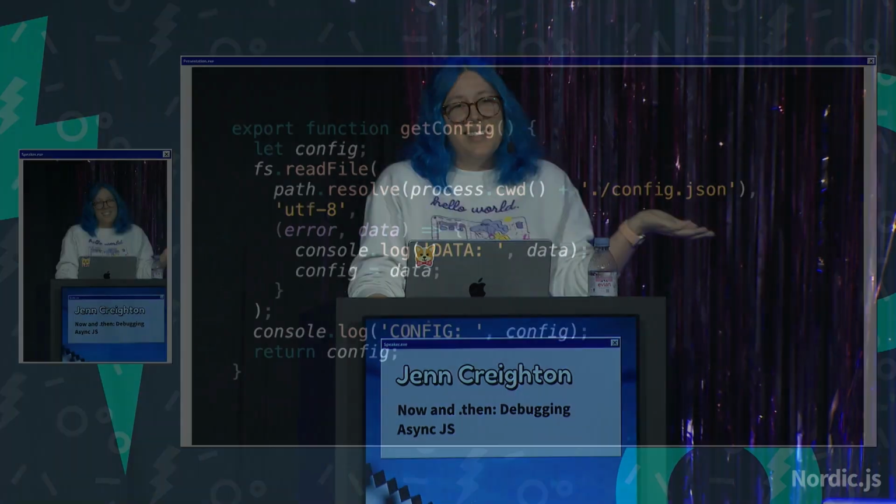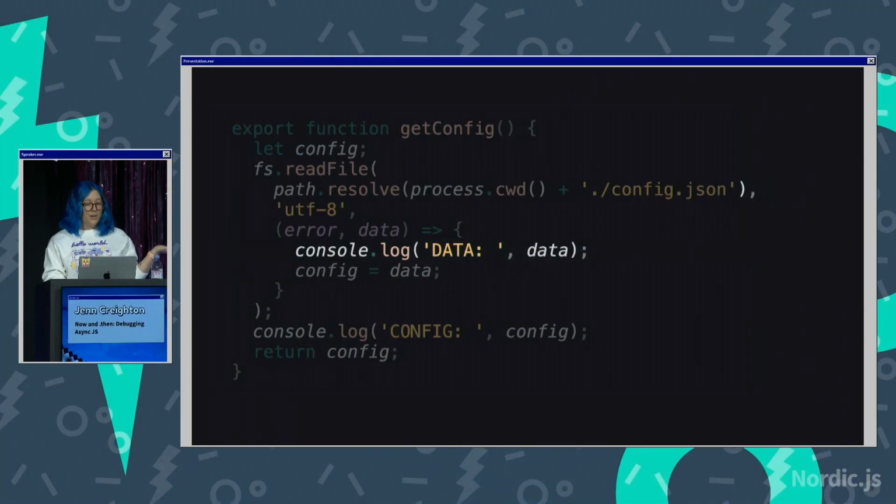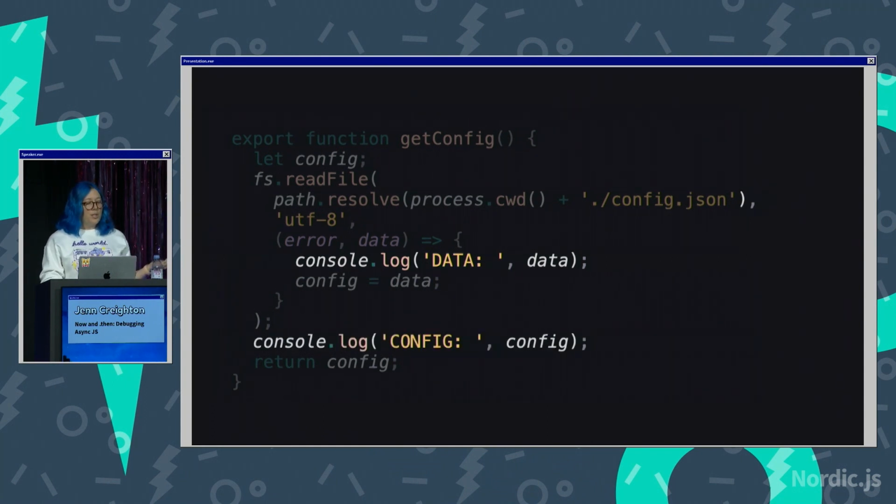I just want to know what's happening in this function, right? I want to know what is the value of the data when it's received, and what is the value assigned to the config variable. And as I'm doing this, I expect these logs to happen in this order. 1, 2, data, config.